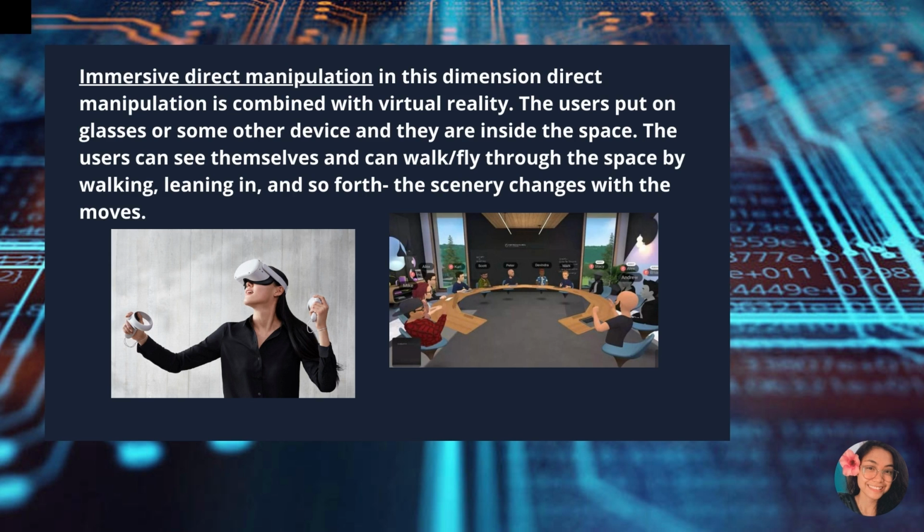And lastly, the immersive direct manipulation. So in this dimension, direct manipulation is combined with virtual reality. The users put on glasses or some other device and they are inside a space. The users can see themselves and they can even walk or fly through the space by walking, leaning in, and so on and so forth. So the scenery changes with their moves or with the moves of a person.